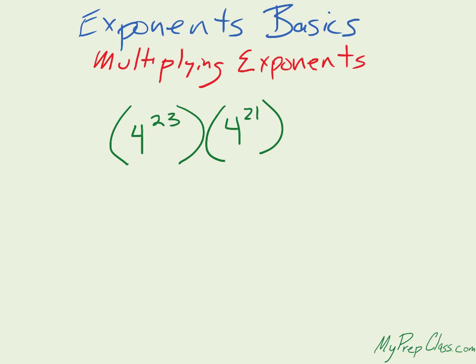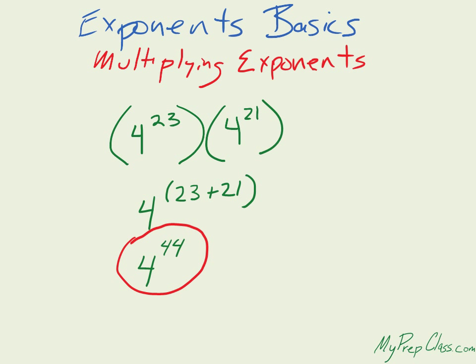The other side of that is multiplying exponents. So again, I have the same base of 4. So to multiply these exponents, I can just add them. So 4 to the 23rd times 4 to the 21st is 4 to the 23 plus 21, or 4 to the 44th power. You'll never have to actually calculate something like that out.